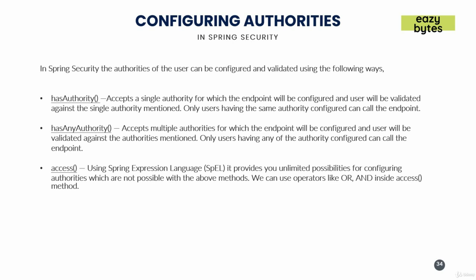It provides you unlimited possibilities for any complex scenario. For example, I may want a scenario where a user who has delete access but not write access should be able to access this path. In such scenarios, we can use the access method and leverage logical operators like or, and, not for our authorization configurations. So let's go to the code, do some sample configuration, and perform testing around it to understand authority in a clearer manner.